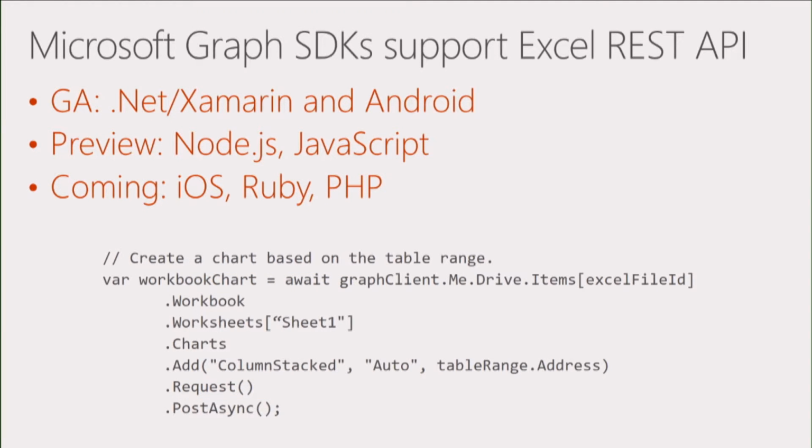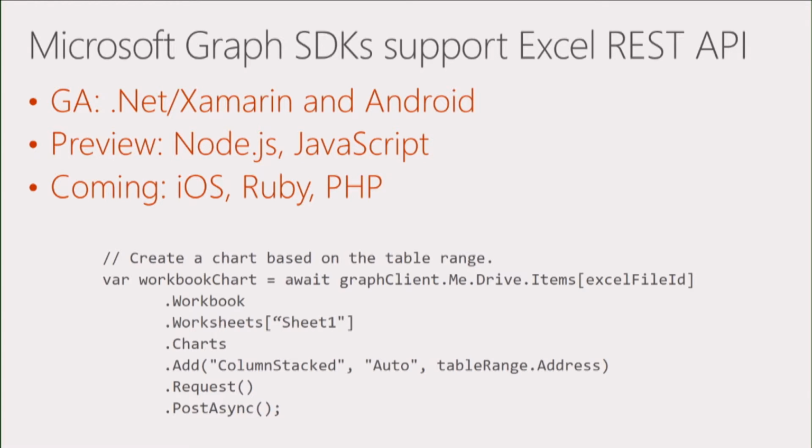Because the Excel REST API is part of the Microsoft Graph, all of the Microsoft Graph SDKs support the Excel API. So if you don't like doing XML HTTP requests, because they're not super friendly when you have to do a ton, then you can use the .NET SDK if you're a .NET developer. We also have an Android SDK. Those two are already out there ready for production use. And we have in preview SDKs for Node and JavaScript, and coming soon other platforms.